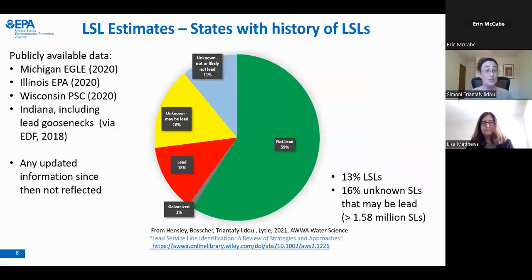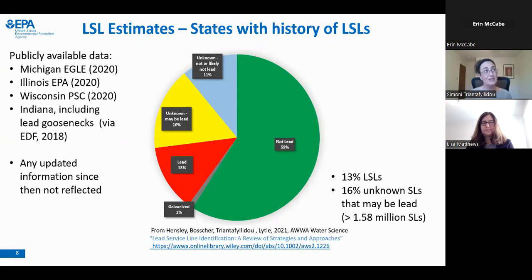So if we look at actual numbers, this is a cumulative pie chart, let's say, with states that have a history of lead service lines. Our colleagues in EPA Region 3 and Region 5 and another colleague at EPA's Office of Research and Development came together to look at publicly available data. And this pie chart incorporates data from Michigan, Illinois, Wisconsin, and Indiana from the years 2018 to 2020.